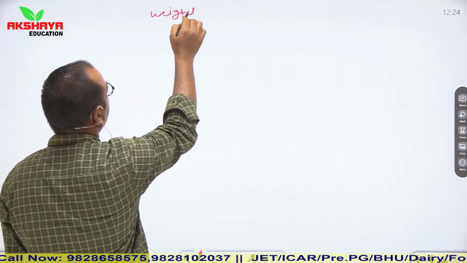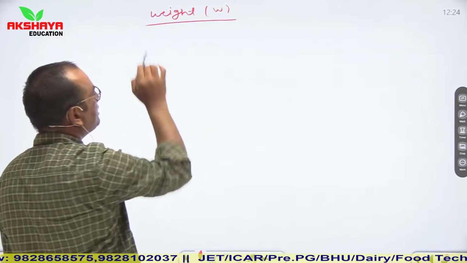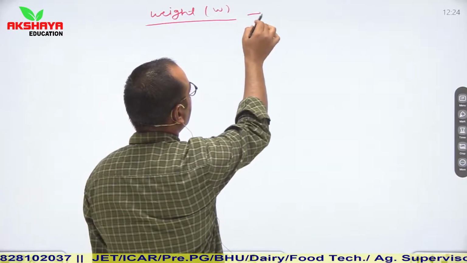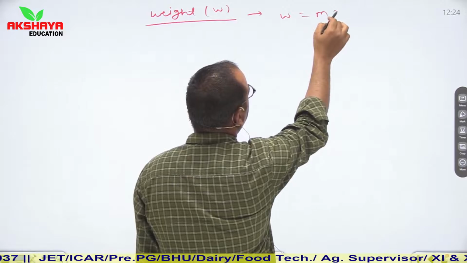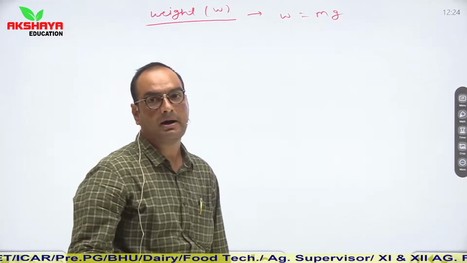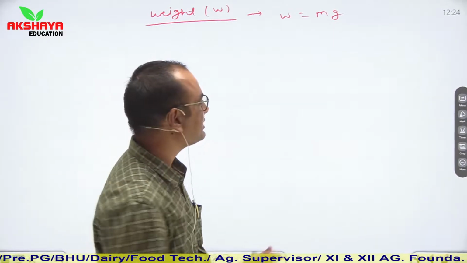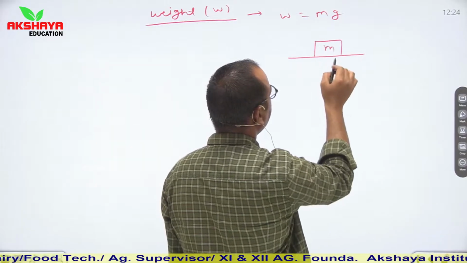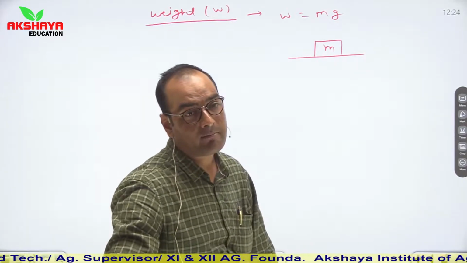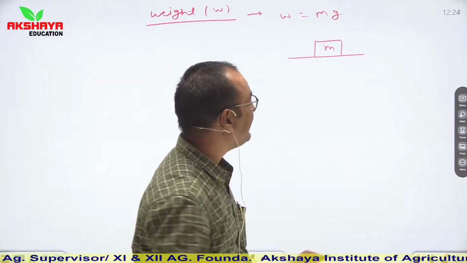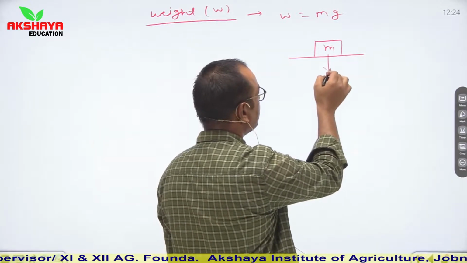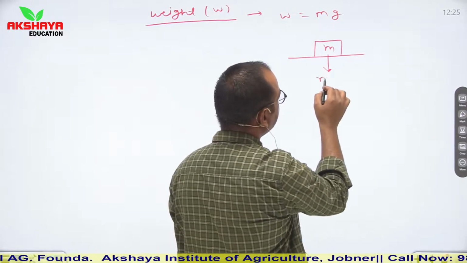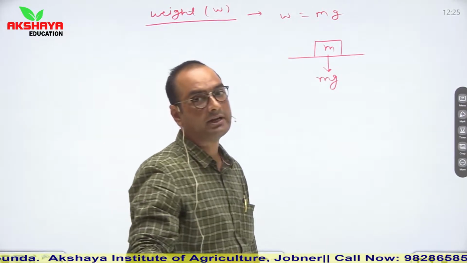Weight. So weight is represented by W. Whenever we talk about the weight of a body, it is defined as mass multiplied by gravitational acceleration. So if I say that any object of mass m is placed on a plane, then it is pulled towards the ground and its weight becomes mg towards the center of the earth.